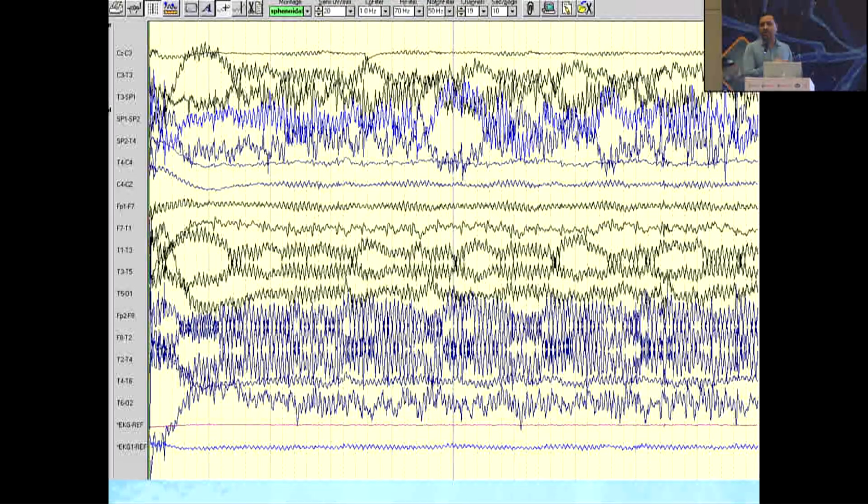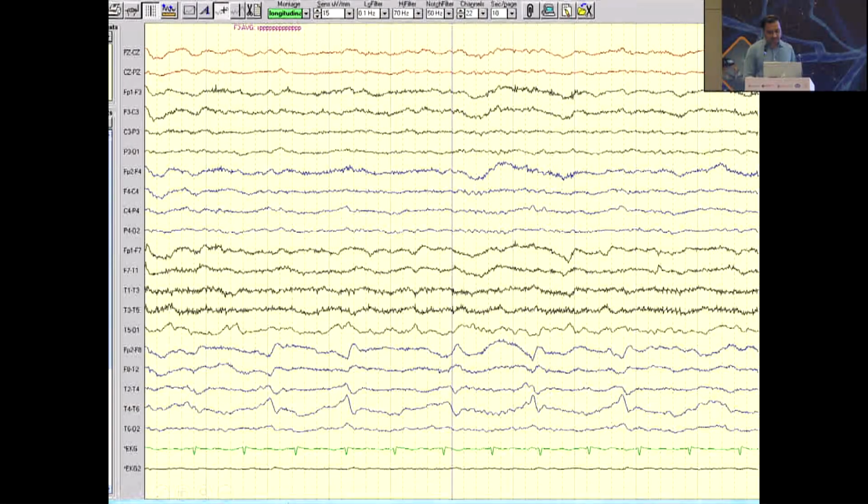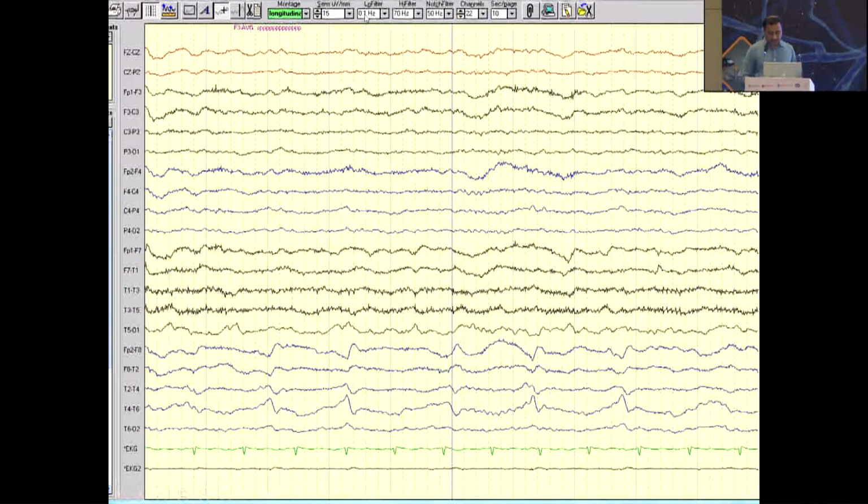So this was all artifacts and no activity. That is the importance of using filters. Similarly, for the low frequency filter, we can easily make out that there is a profound slowing, slow waves on the right temporal region along with sharp wave discharges. This low frequency filter is 0.1 hertz.